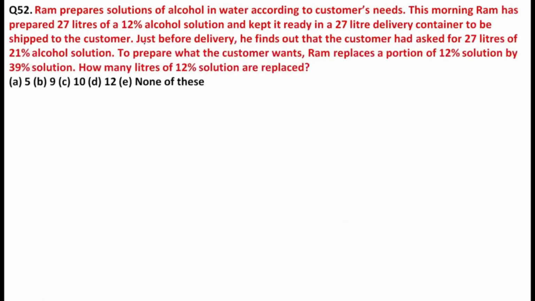Now, question number two. Just observe the approach, everyone. Ram prepares solutions of alcohol in water according to the customer's needs. This morning, Ram has to prepare 27 liters of 12% alcohol solution and keep it ready in a 27 liter delivery container to be shipped to the customer. Just before delivery, he finds out that the customer had asked for 27 liters of 21% alcohol solution. To prepare what the customer wants, Ram replaces a portion of the 12% solution by 39% solution. Now, how many liters of 12% solution are replaced?